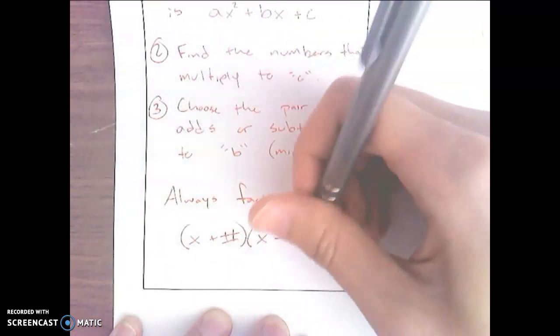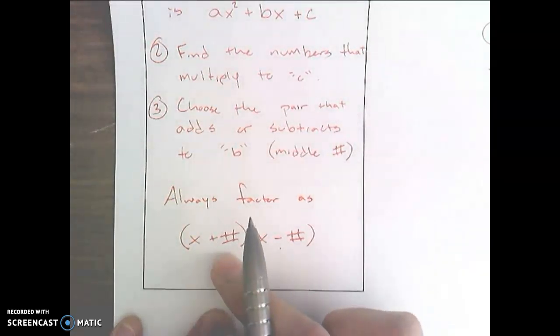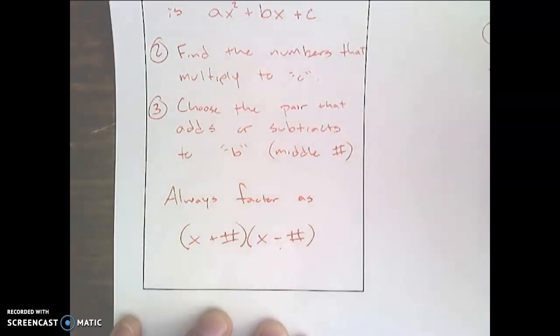as x plus a number times x minus a number. These pluses can be minus. They can be both positive, they can be both negative, they can be positive, negative, positive. They can be any combination, as long as you have an x plus or minus a number times x plus or minus another number.